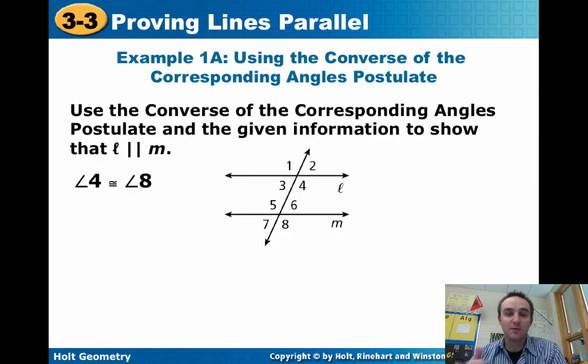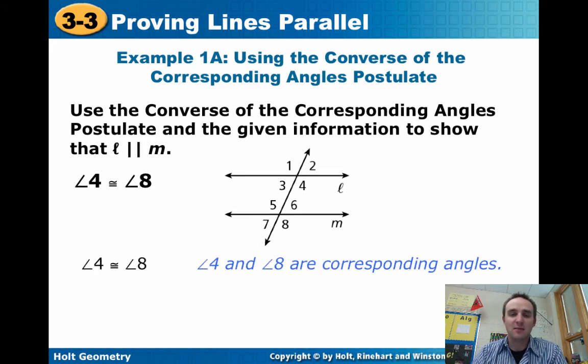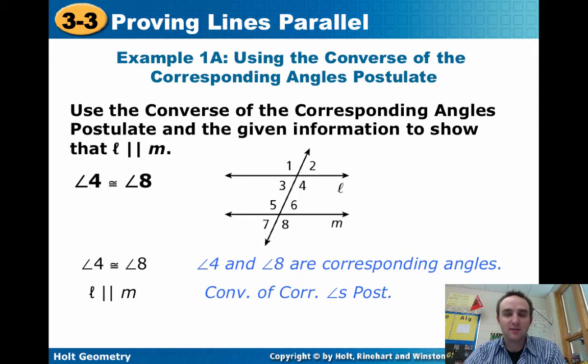So here's our first example. Use the converse of the corresponding angles postulate and the given information to show that L is parallel to M. Well, they tell us that angle 4 is congruent to angle 8. So if 4 is congruent to 8, those are corresponding angles, and if corresponding angles are congruent, that means that the lines are parallel. That's the converse of the corresponding angles postulate. That's what we just talked about.